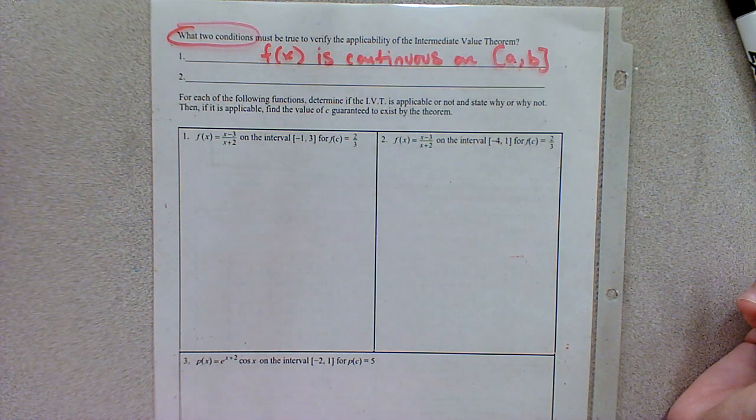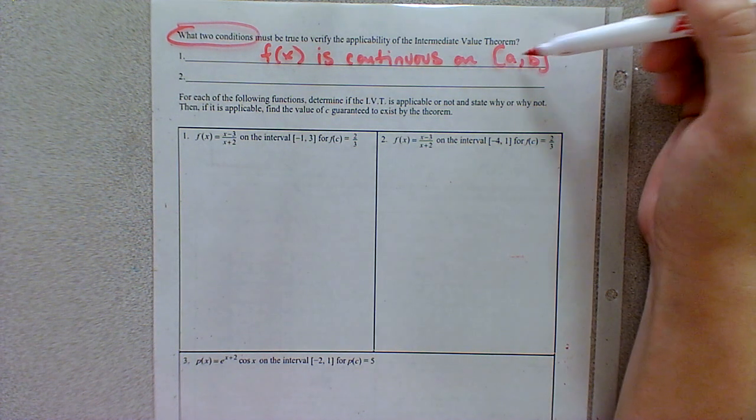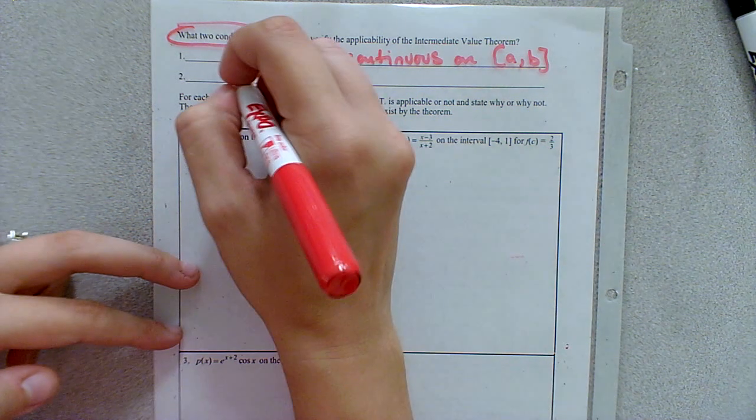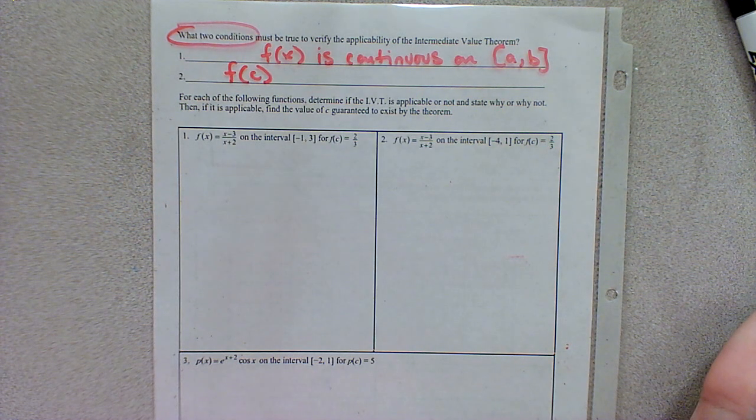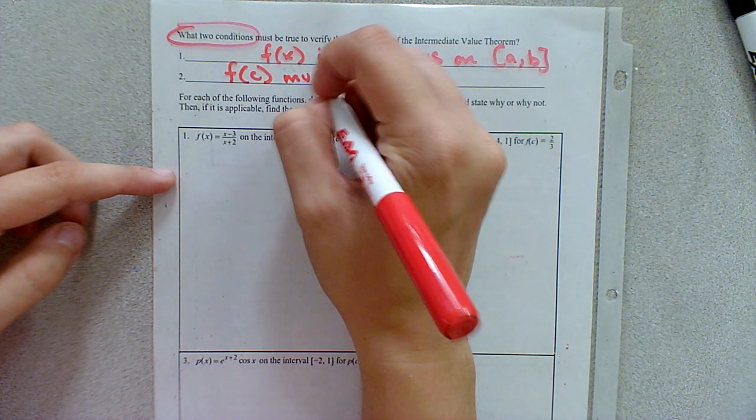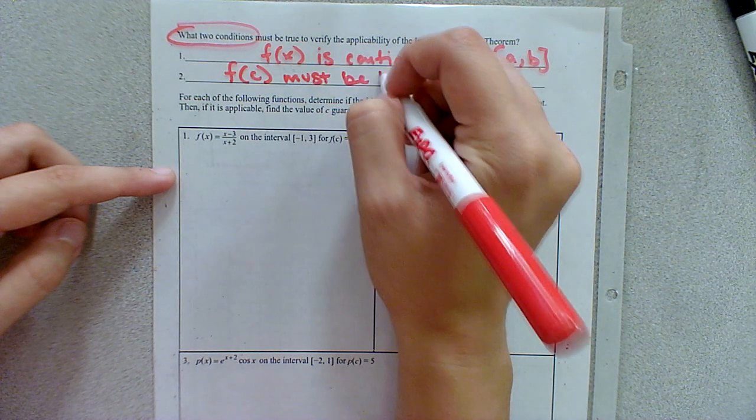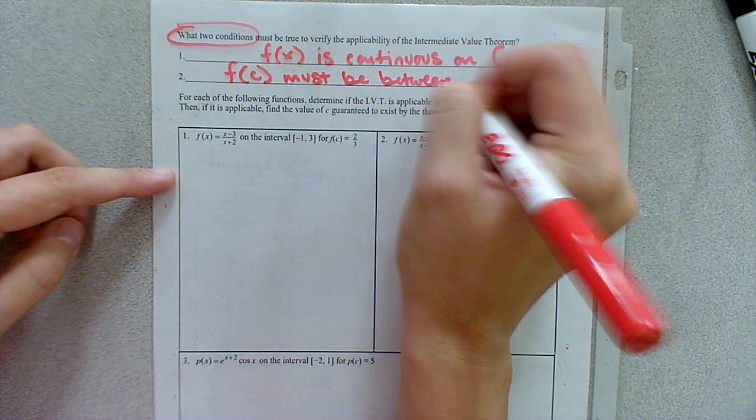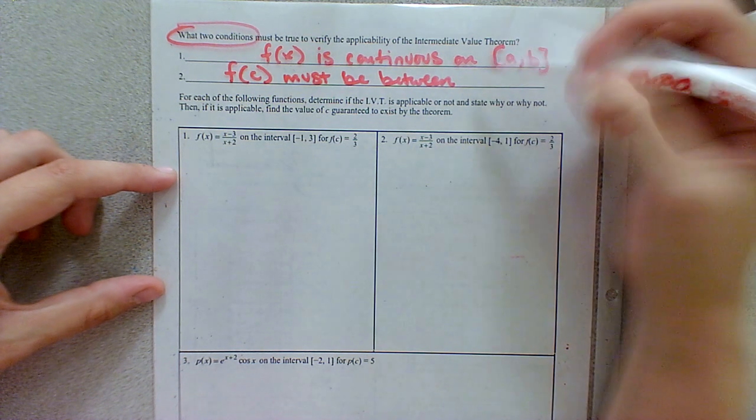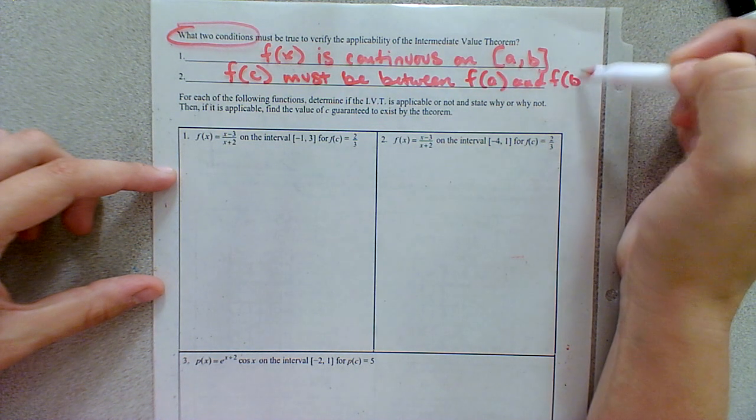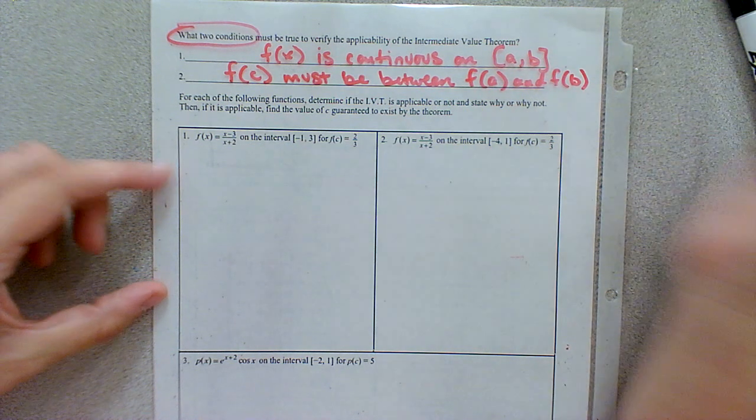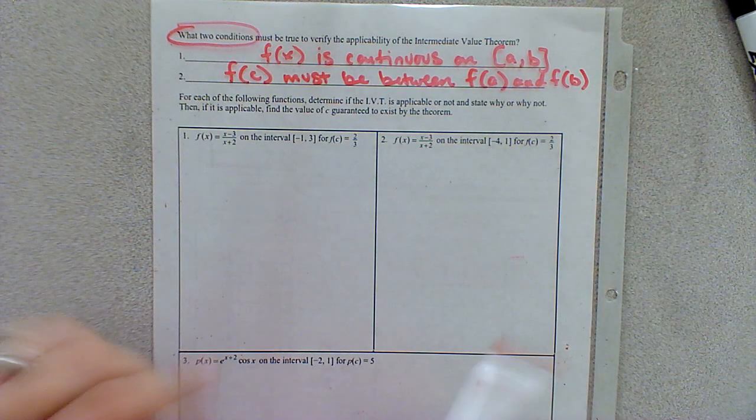The second thing is we have to make sure the y value that we have available to us is between the outputs from that interval. I'm going to use f of c as the notation for the y value. So the y value must be between, if I say the outputs from the interval, I mean f of a and f of b, the y values from a and from b. So we have to check those two things first.